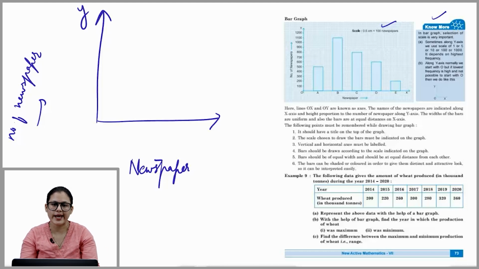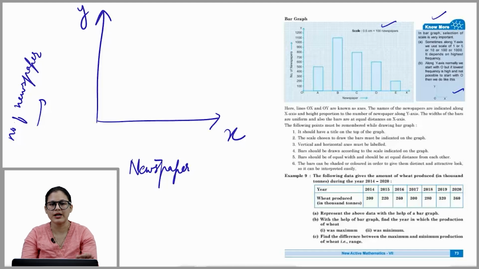And along the x-axis normally we start with 0, but if the lowest frequency is high and it is not possible to start with 0, then we do it like this, like is given here. Here lines OX and OY are known as axes. The names of the newspapers are indicated along the x-axis, and the height is proportional to the number of newspapers along the y-axis. The widths of the bars are uniform. Uniform means same, and the bars are also at equal distances on the x-axis.